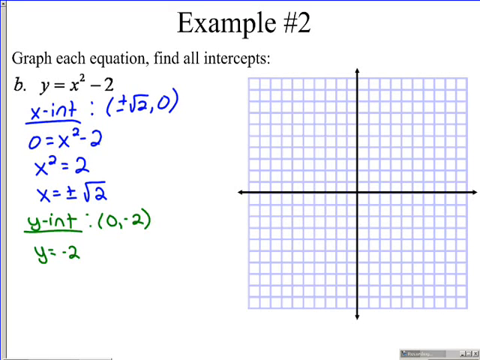This time we have 3 intercepts to graph. Let's graph each one. We have a point at 0, negative 2. Square root of 2 is about 1.5. Negative square root of 2 is about negative 1.5. You should recognize because one variable is squared, we're dealing with a parabola here. We have these 3 points. Connect them with a smooth curve. And there's our parabola.